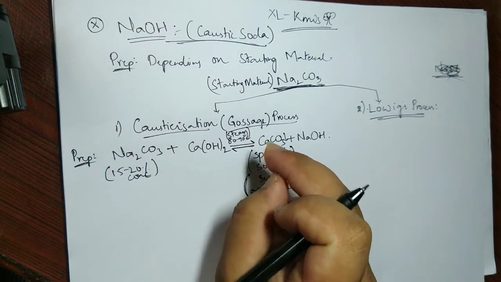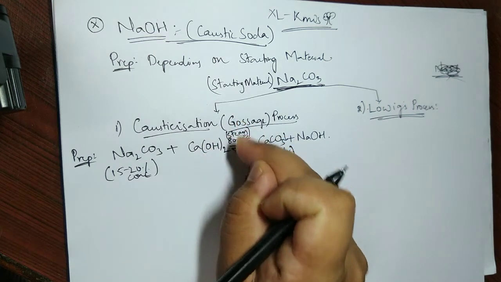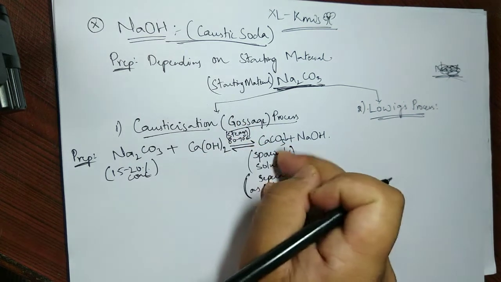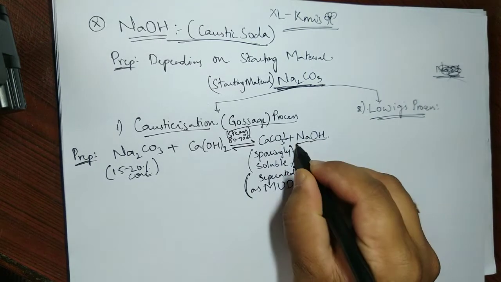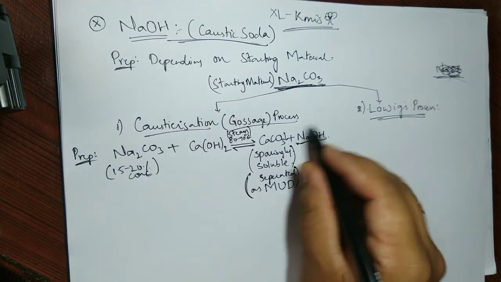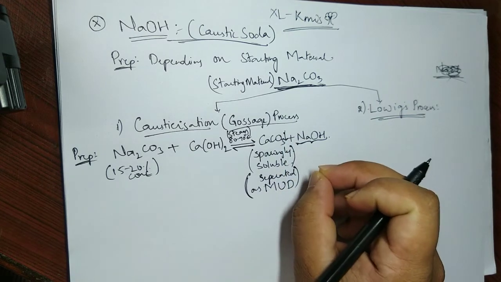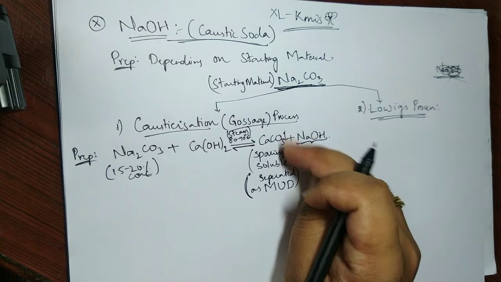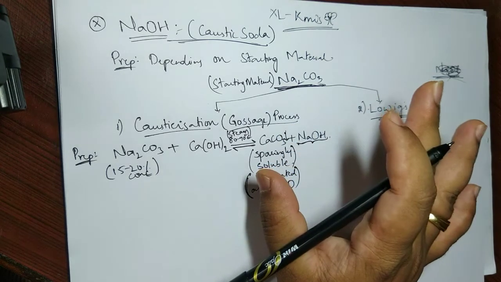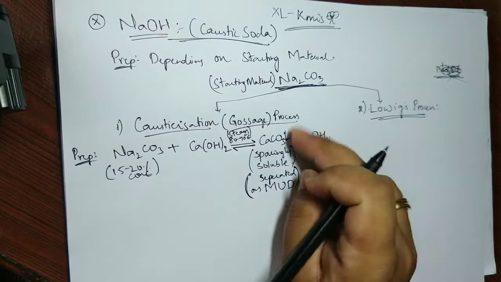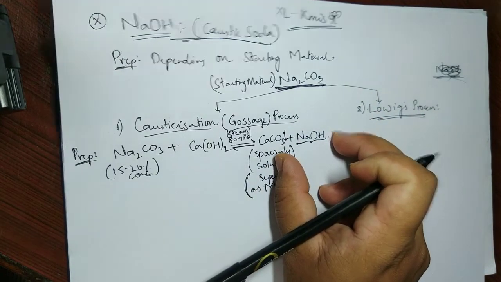So when the temperature is maintained by the steam, we see calcium carbonate and sodium hydroxide formation, and this is our desired product. Calcium carbonate generally precipitates out, being very less soluble in water, so this is precipitated out. But NaOH is completely soluble in water. So we have an NaOH solution.